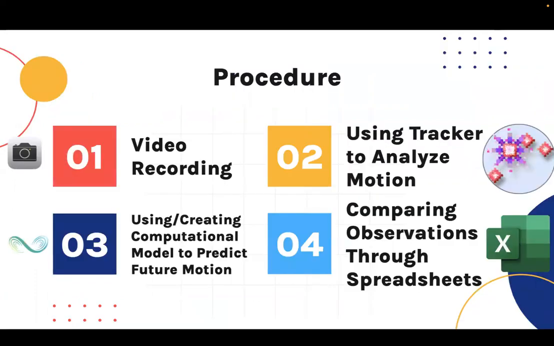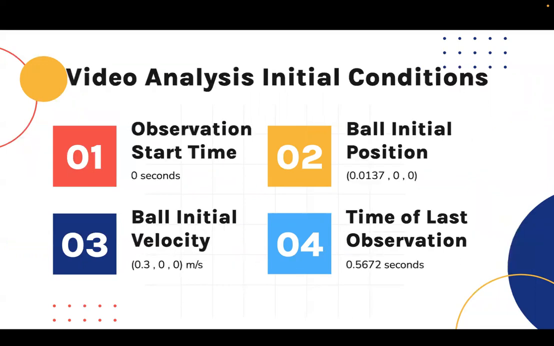The procedure for this lab will be to have a video recording of the constant moving object, which is a marker, and use Tracker to analyze this motion and get both the x coordinates to calculate the velocity and the time. And then create a computational model. In this case, I will be using Python through GlowScript to predict the future motion, and compare the observation through spreadsheets. I'll be using Excel to compare the observed positions and the predicted positions.